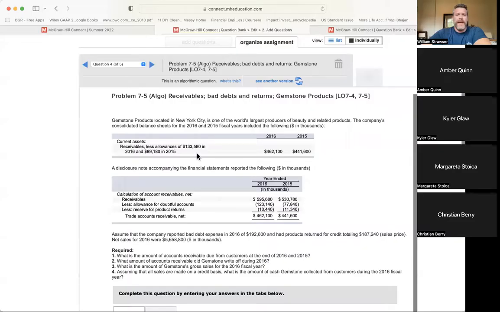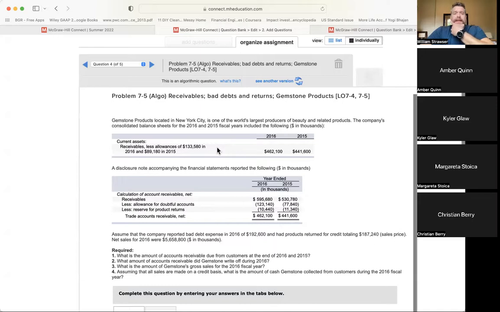So today I wanted to start off with looking at a problem from assignment 8 that I think would be beneficial for us to talk about because it ties together some noteworthy concepts. This is the Gemstone Products problem 7.5, which I have shared on the screen right now. It was the 4th question on the assignment, and it's an algorithmic problem, so these aren't necessarily the numbers that you saw. It automatically draws a random slew of numbers every time it creates the problem.